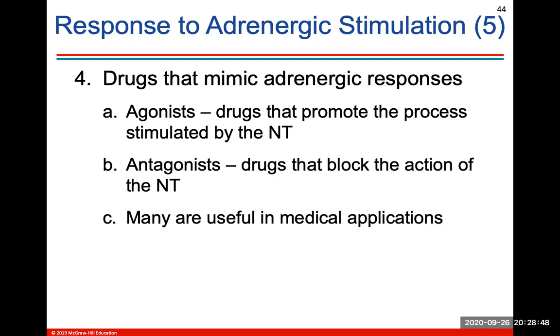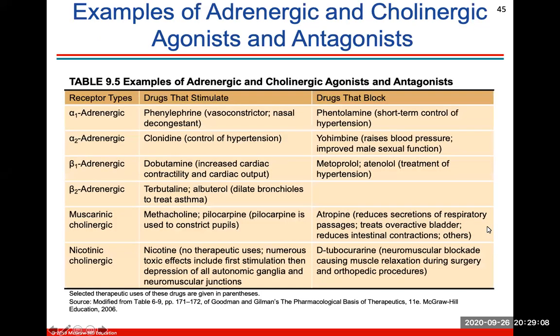It takes you through the alpha to drugs that mimic these responses. Agonists are drugs that promote the process stimulated by the neurotransmitter, and antagonists will be drugs that block the actions of the neurotransmitter. So some drugs are useful in medical applications to either promote or block this neurotransmitter depending on what we want done. So these are different drugs that stimulate or drugs that block it. And you might recognize some of these drugs here.